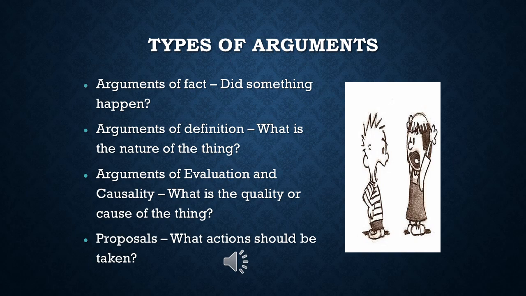You can further delineate arguments by classifying them. We have a list here, and the approach to these types of arguments are different. Now think of the analogy: a rectangle is a four-sided object, a square is a four-sided object with equal sides. All rectangles are not squares, but all squares are rectangles. So these are all arguments, but they're not all necessarily proposals.